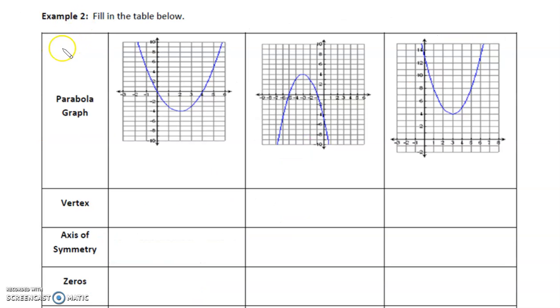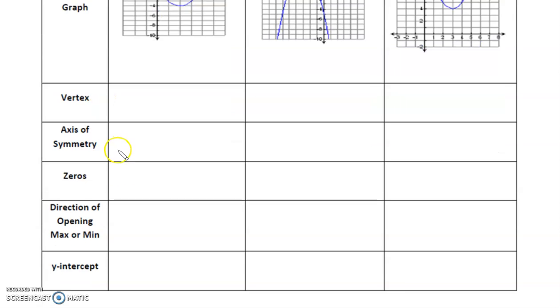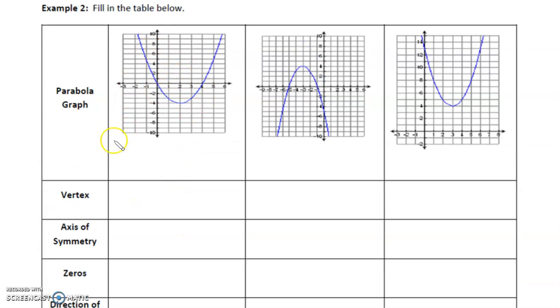Okay, example 2, fill in the table below. So we're going to do all of these characteristics about one graph at a time. Here's the parabola graph. We need to locate its vertex. So (2, -4).